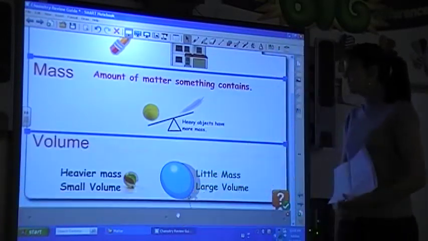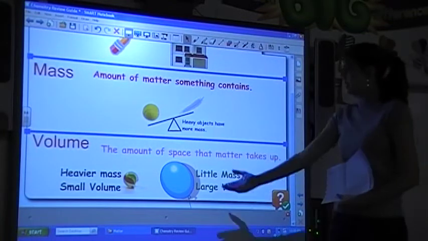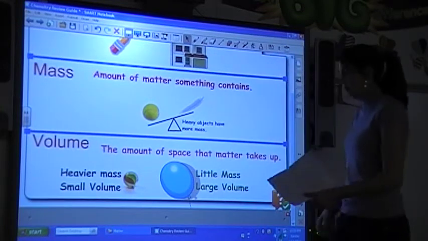The last thing is volume. The student would come up and press. A volume is the amount of space that matter takes up. We have our balloon and marble example.